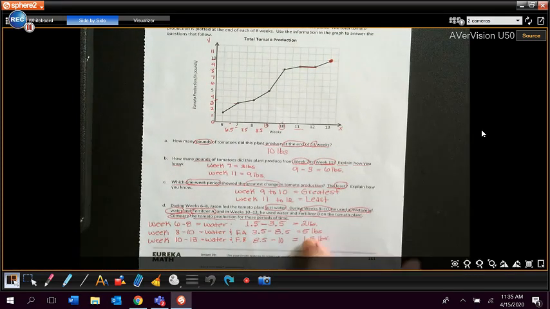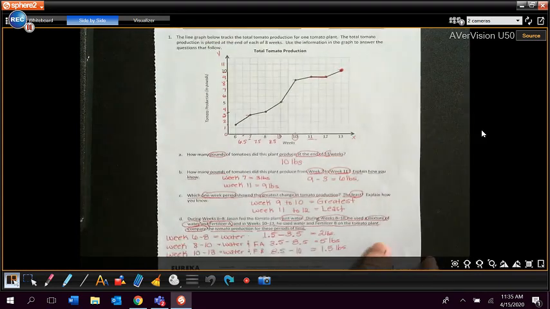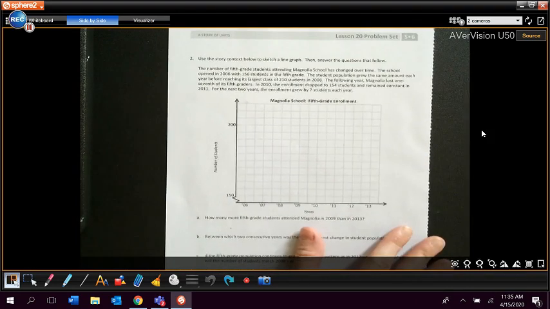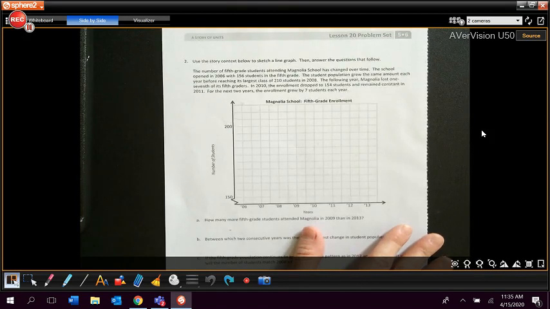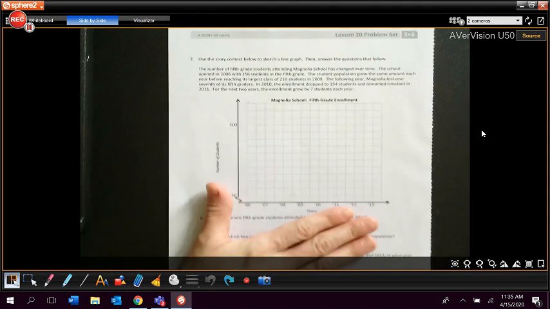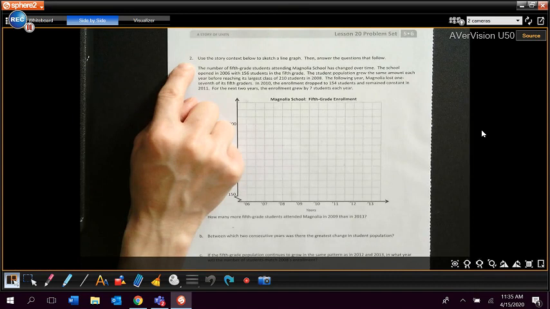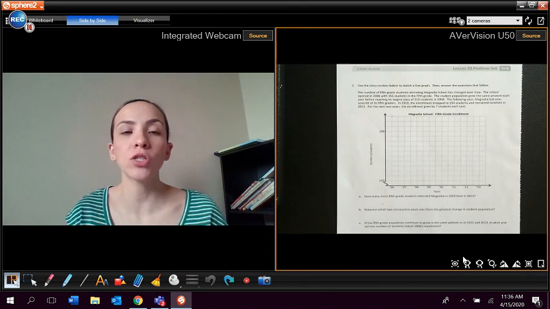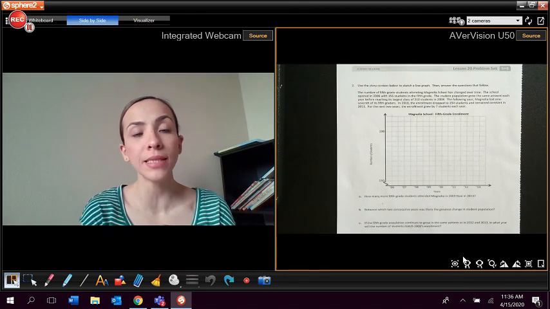So now, boys and girls, that we did our problem set number 1, what I want you to do is you are going to do number 2 from your problem set on your own. This is the one you are going to submit along with your exit ticket. So again, you're going to be doing your problem set number 2, but I also want you to submit your exit ticket for lesson 20. Alright, so again, just remember to submit problem 2 and the exit ticket today.